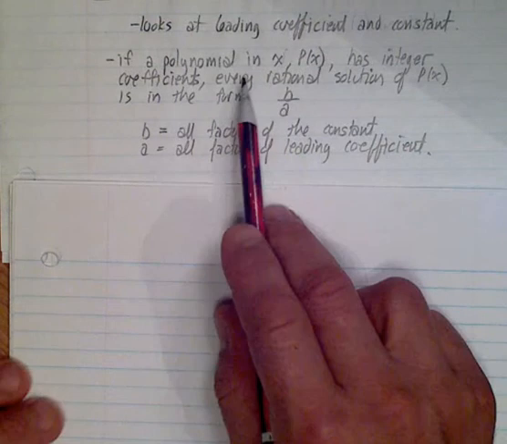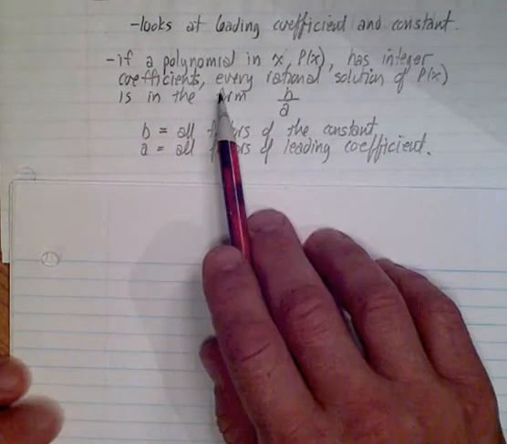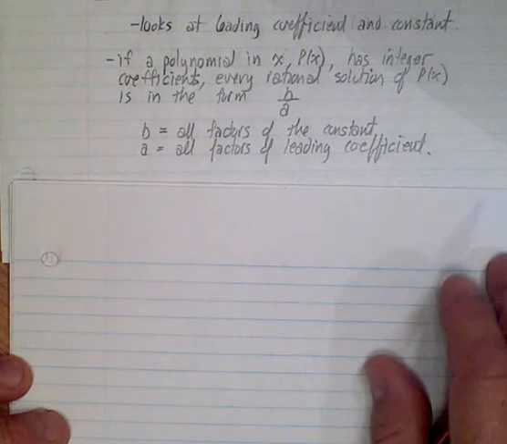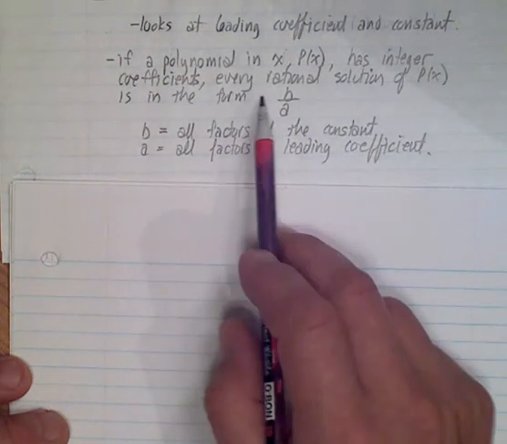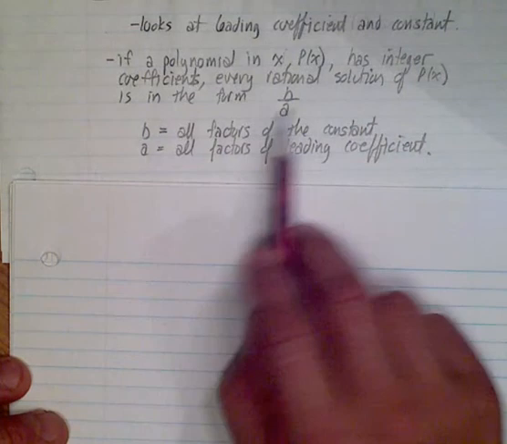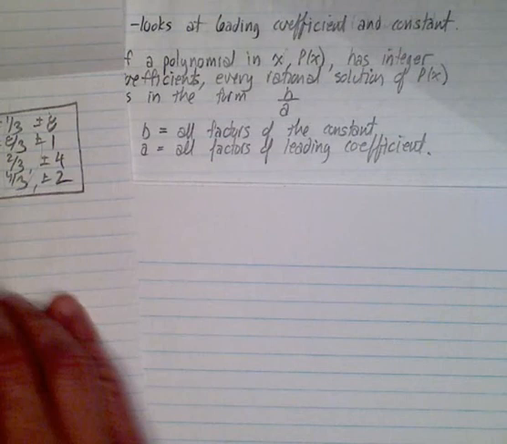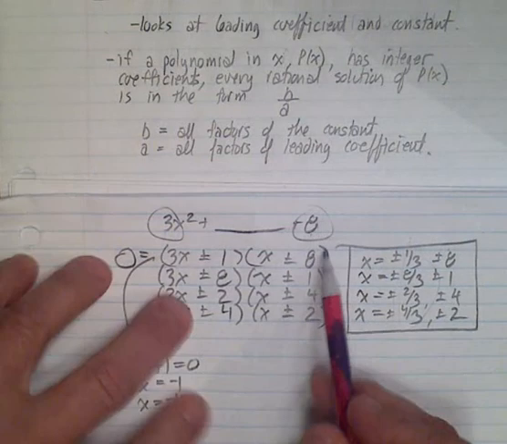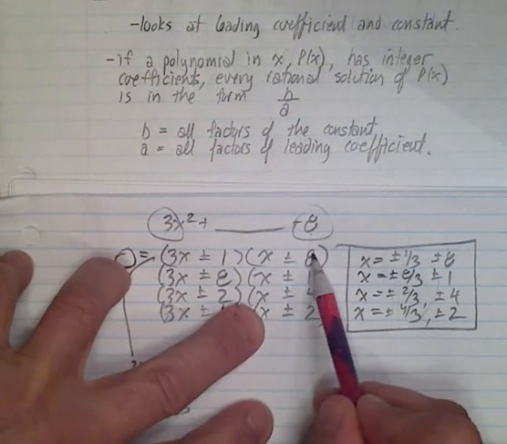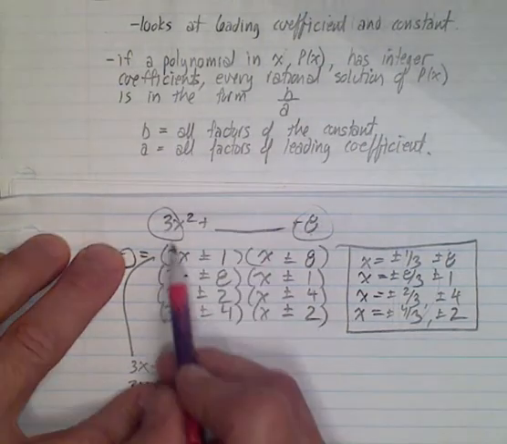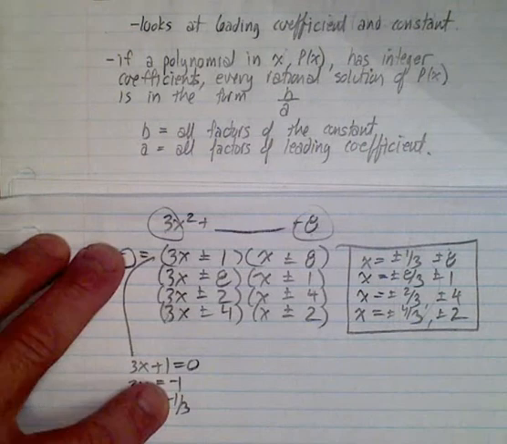If a polynomial p of x has integer coefficients, that means they're a positive or a negative number, then every rational solution of p of x, because irrational ones you're going to find using things like the quadratic formula, is in the form b over a, where b is all the factors of the constant. For example, with 8, all the factors of 8 are 1, 2, 4, and 8. And a is the factors of the leading coefficient, so 3 here. So 1 and 3 are the only factors of that, all right?